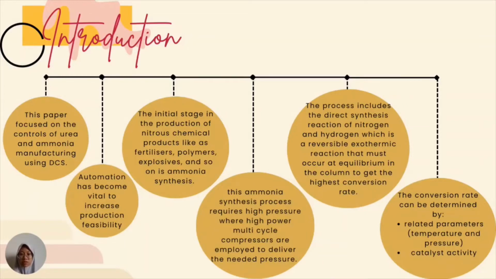So this highest conversion rate can be determined by related parameters such as temperature and pressure and also catalyst activity. So by this, the activity that occur in the column can be estimated and utilized for control using DCS.